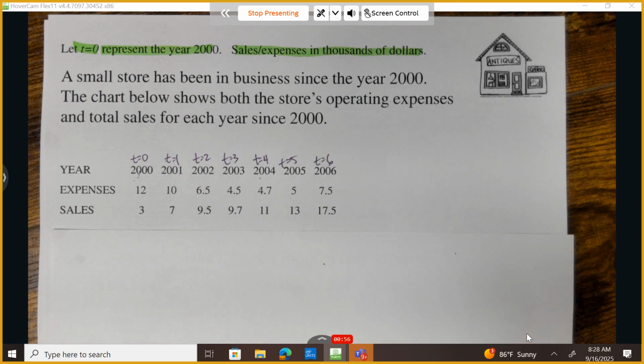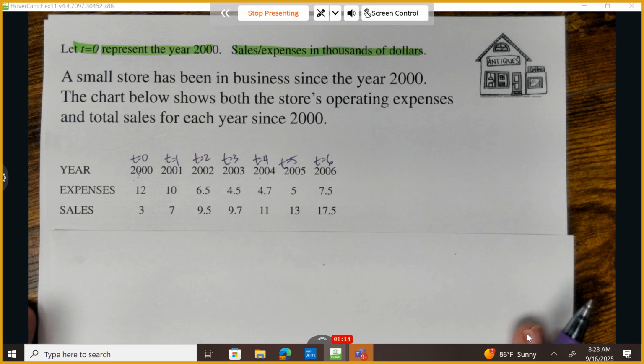Keep that in mind. Now let's see if you understand this. To your partner right now, if I said 2009, what would T be equal to? 9, because 2009 minus 2000 would be 9, right? If I said 2012, well, 2012 minus 2000 would be 12. We understand those basic concepts. Okay, we're going to get started together.